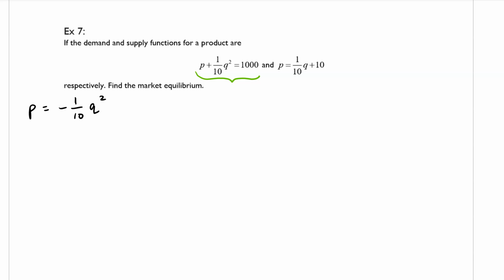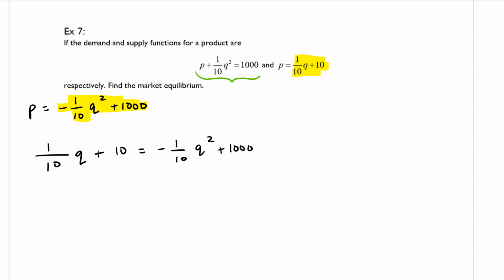Q squared plus 1,000. Now that both of our equations are equal to P, what we can do is set the two equations equal to each other. So I'm going to set this part here equal to this part here. I have 1/10 Q plus 10 is equal to -1/10 Q squared plus 1,000.